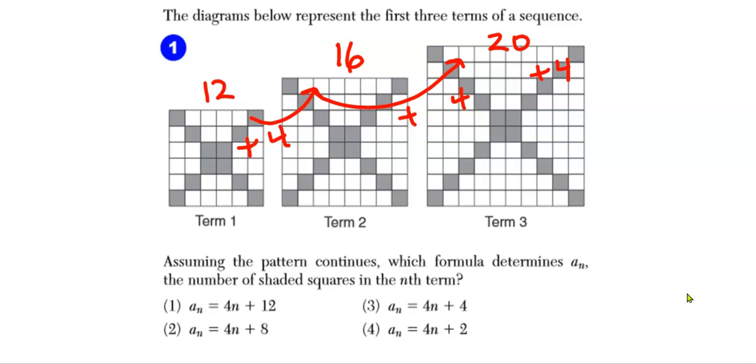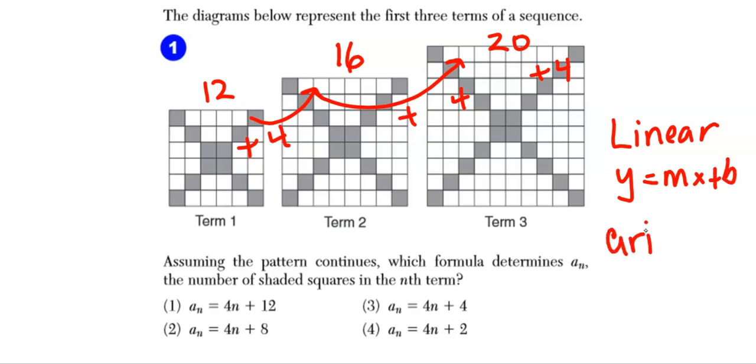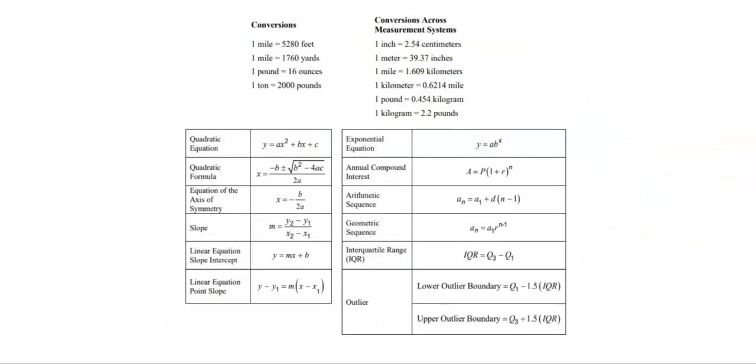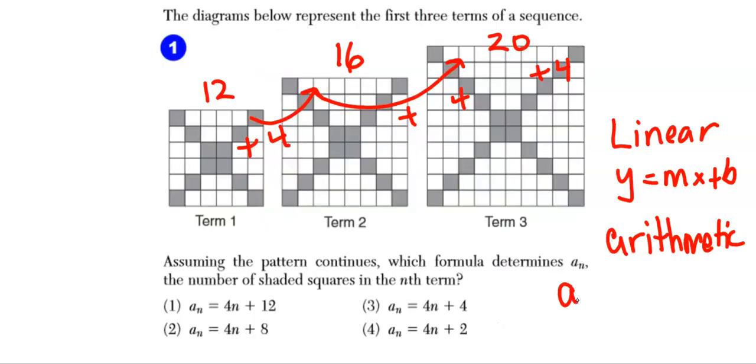So there's two ways to look at this. One is to look at it like a linear pattern, which uses this formula. And the other is to look at it as an arithmetic sequence. And if you don't remember that formula, you could always look it up on your reference sheet. So in an arithmetic sequence, the answer for any number in any position is the answer in the first position plus the common difference times the quantity n minus 1.